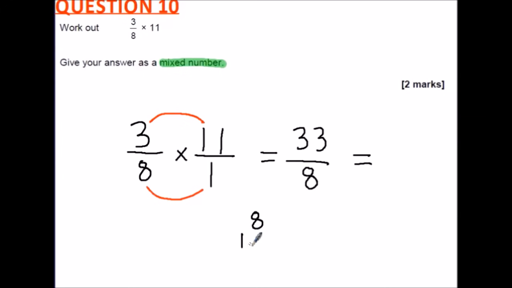1 8 is 8, 2 8s are 16, 3 8s are 24, 4 8s are 32. So we can fit 4 8s inside 33. 4 8s are 32, so the remainder is how many eighths we've got left. 32 is 1 away from 33, so we've got 1 eighth left over. And so as a mixed number, as a final answer, we've got 4 and 1/8.